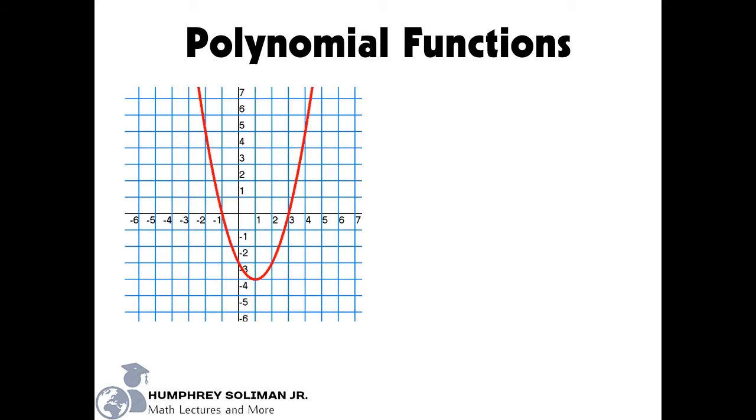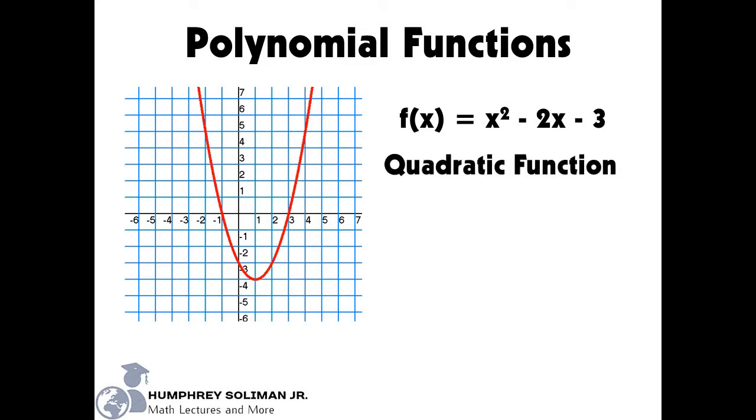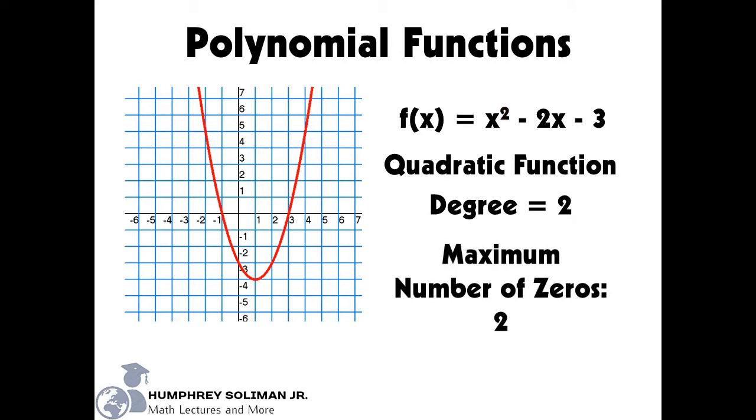The next polynomial function, f(x) = x² - 2x - 3. This function is called a quadratic function. Its degree is 2, and the maximum number of zeros for a quadratic function is 2. It means a certain quadratic can have no real zeros, 1 zero, or 2 zeros.